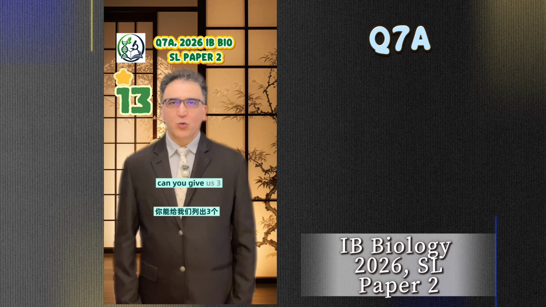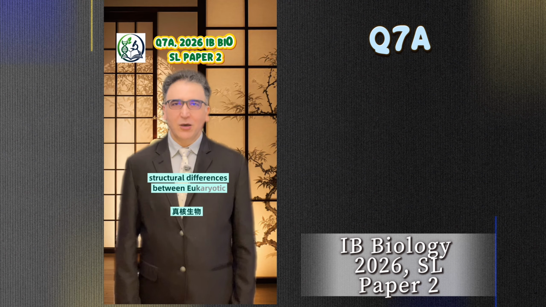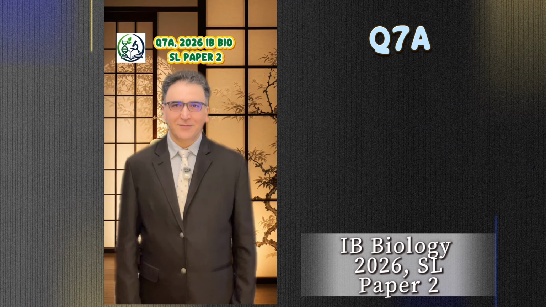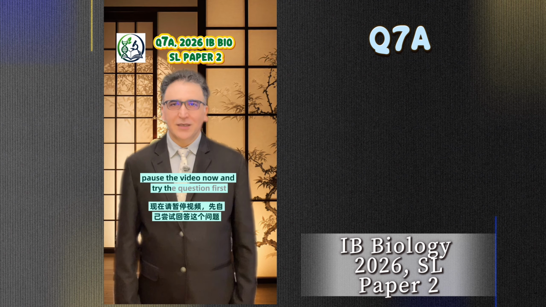Can you give us 3 structural differences between eukaryotic and prokaryotic cells? Pause the video now and try the question first.